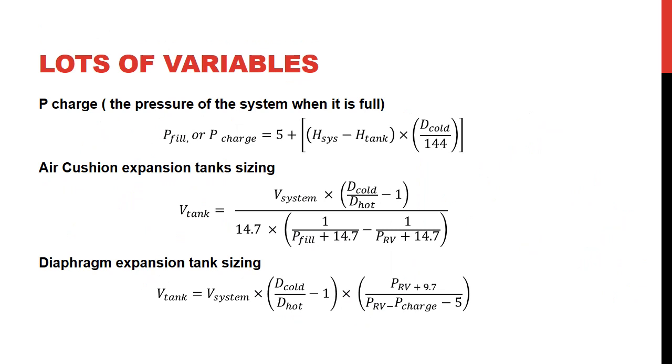Okay, what are the calculations done to calculate this? Let's look at this. Even though it looks very hairy and kind of complicated, it is not, if you dissect it into small little pieces. First we need to calculate something called the P fill or P charge, which is the pressure as filled, the pressure as charged, when it's cold. If you think of those components, HS is the height of the system, H tank is the height of the tank. I will explain this in the next slide. D cold is the density of the water when it's cold. 144 is a conversion.